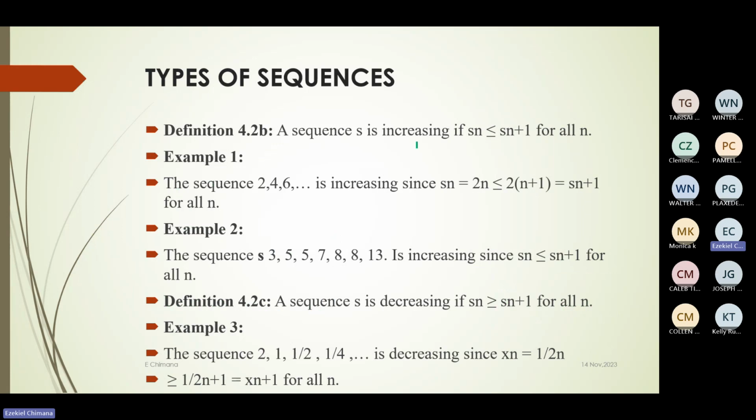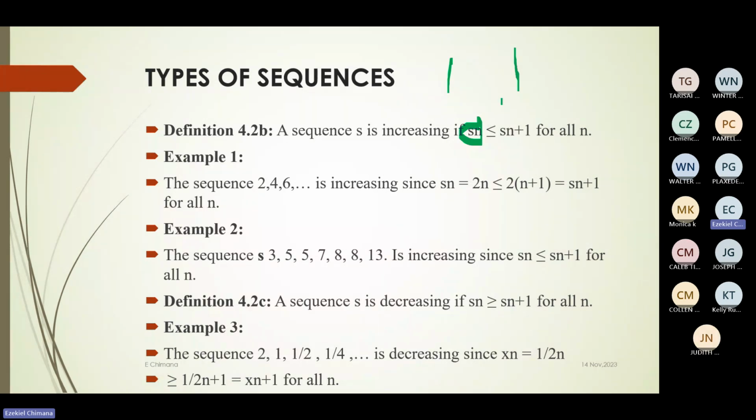So in other words, as you go up the sequence, the elements get higher. So the definition: a sequence is increasing if Sn is less than or equal to Sn plus 1. In other words, if the previous element is less than or equal to the next element, that sequence is an increasing sequence. So here we have a 1, and then a 2, and a 3. This one is always less than or equal to the next one. So it's an increasing one.